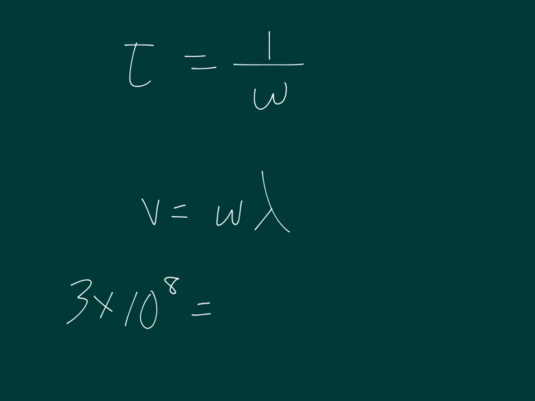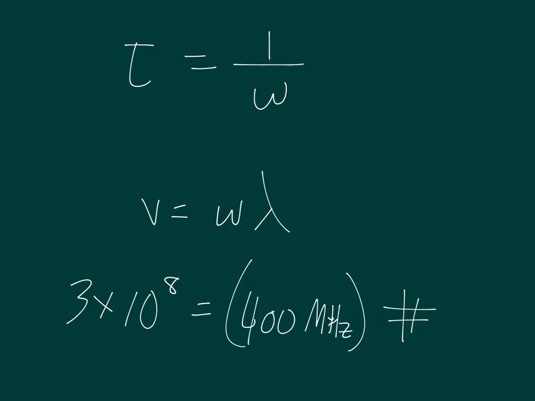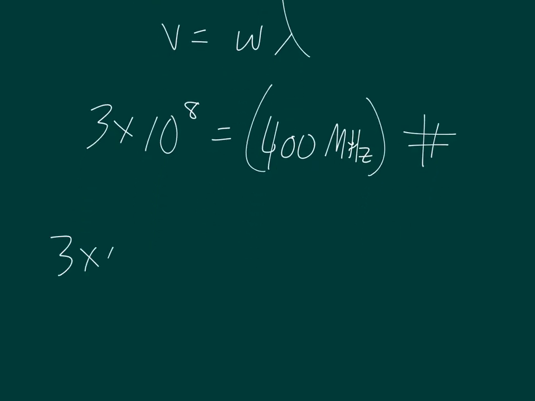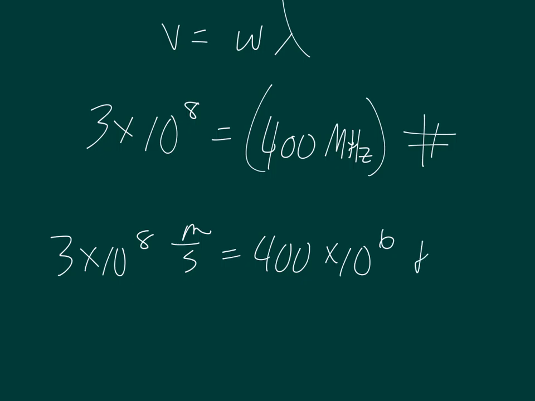So if you were given the frequency, you would solve for the wavelength. Let's say we're given the frequency is 400 megahertz. I want to figure out what the wavelength is. So I've got 3 times 10 to the 8th meters per second equals 400, and mega means 10 to the 6, so times 10 to the 6 hertz, and that's times wavelength. So you'd solve for wavelength here.